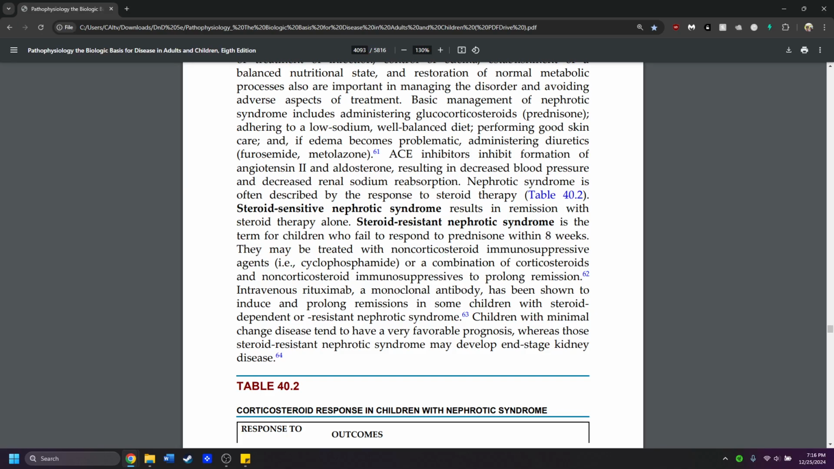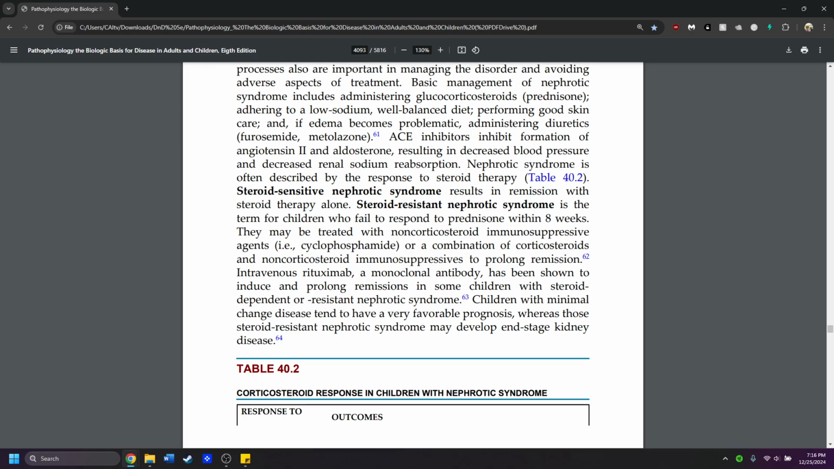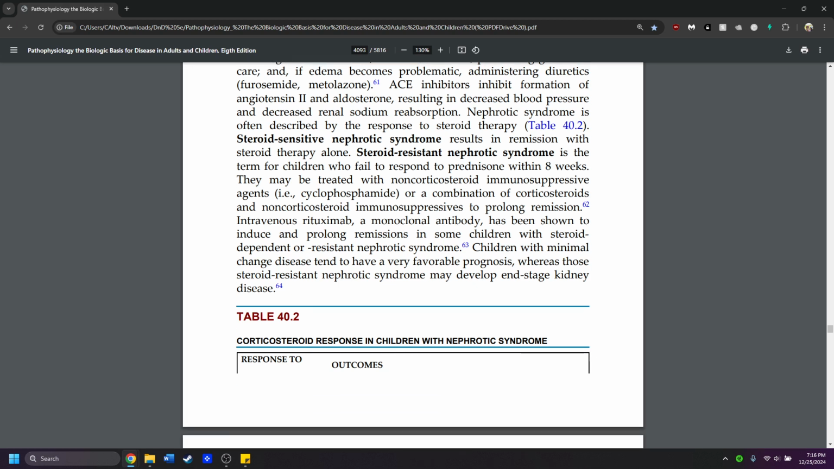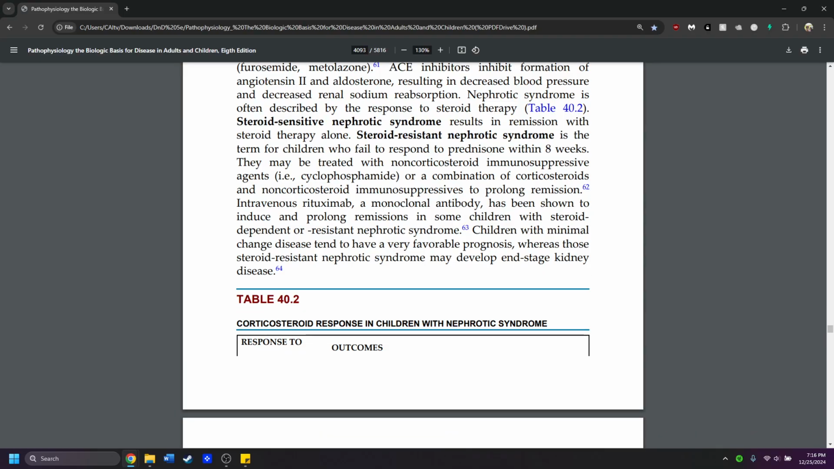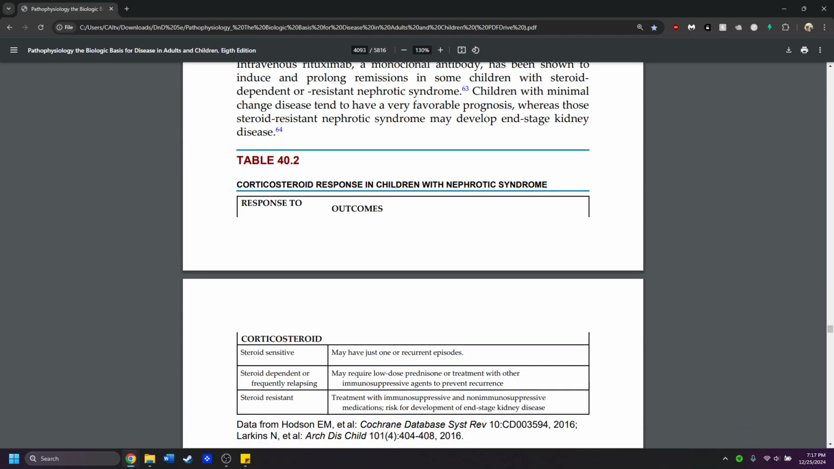They may be treated with non-corticosteroid immunosuppressive agents, your cyclophosphamide, or a combination of corticosteroids and non-corticosteroid immunosuppressives to prolong remission. Intravenous rituximab, a monoclonal antibody, has been shown to induce and prolong remission in some children with steroid-dependent or resistant nephrotic syndrome. Children with minimal change disease tend to have a very favorable prognosis, whereas those with steroid-resistant nephrotic syndrome may develop end-stage kidney disease.